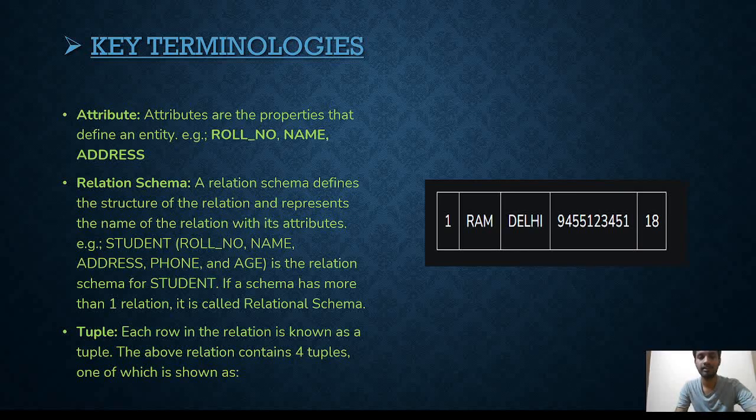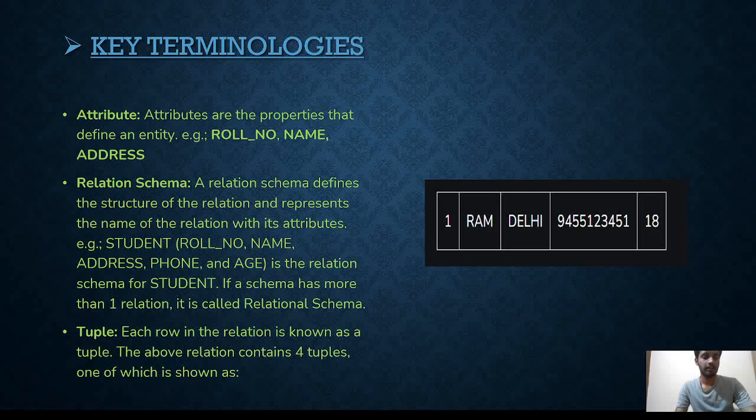Next, relational schema. A relational schema defines the structure of the relation and represents the name of the relation with its attributes. Example, student. Student has this relational schema: roll number, name, address, phone, and age. A student will obviously have a roll number and a name, a place where he stays, a phone, which is very common these days, and an age. This is the relational schema for student. If a database has more than one relation, then it's called a relational database schema.